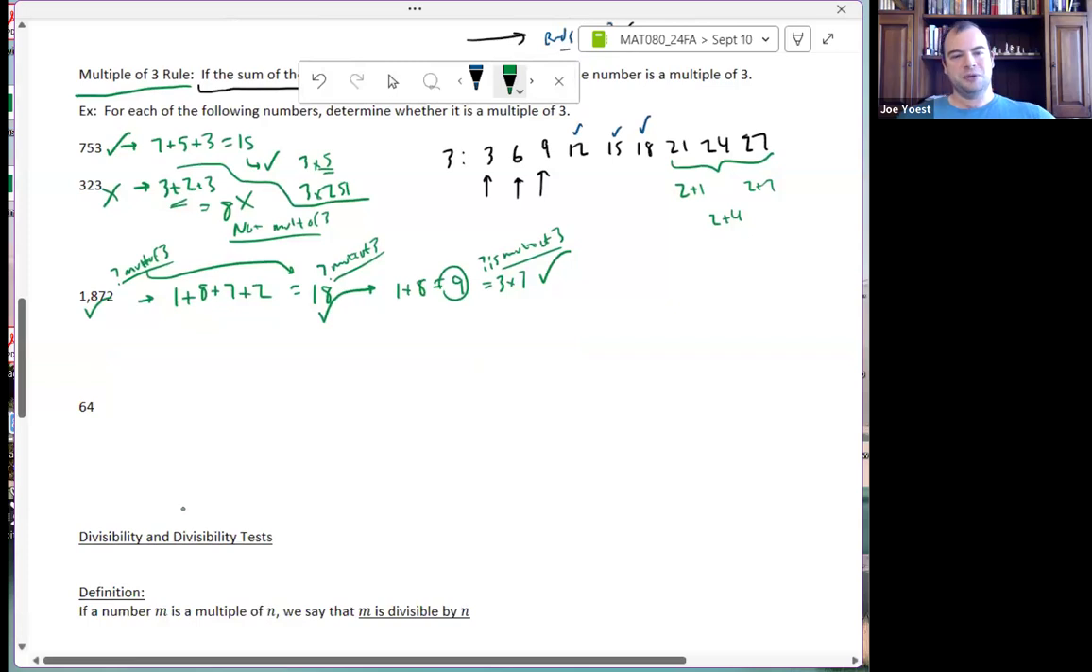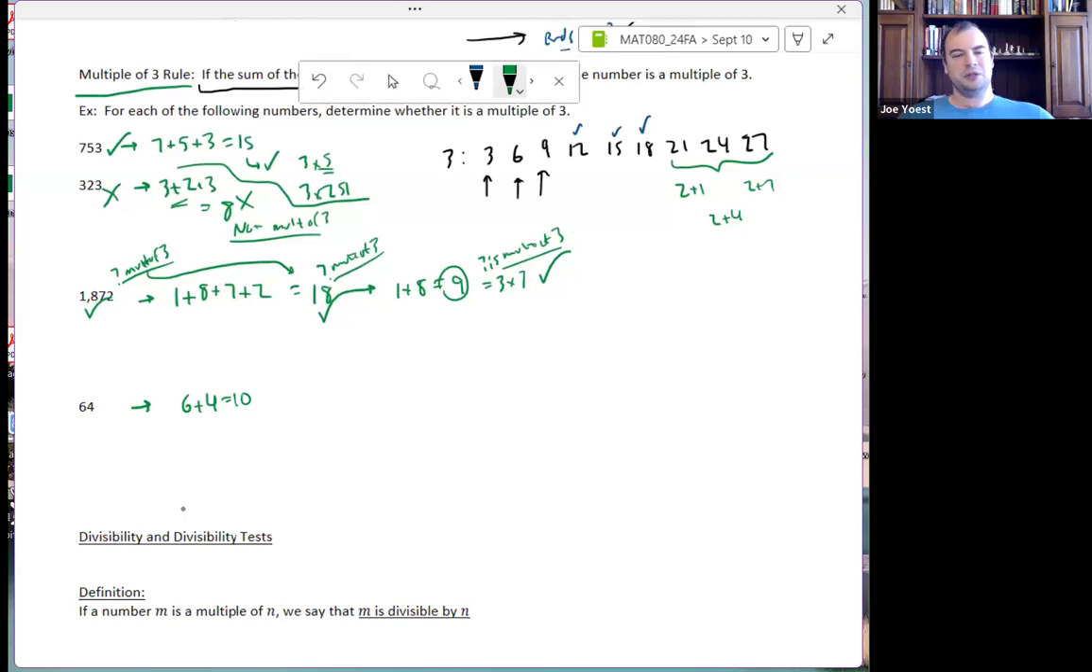Is 64 a multiple of 3? 6 plus 4 equals 10. And 10 is not a multiple of 3. I know 3 times 3 is 9, and 3 times 4 is 12. I've skipped over 10. So no, 64 is not a multiple of 3.